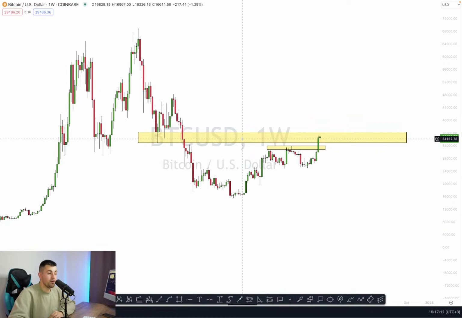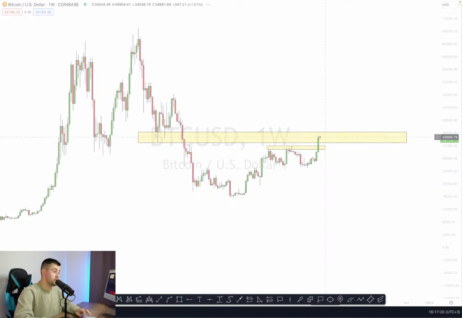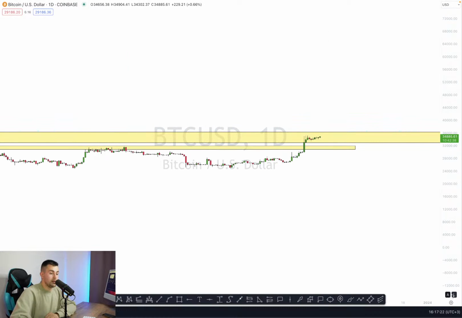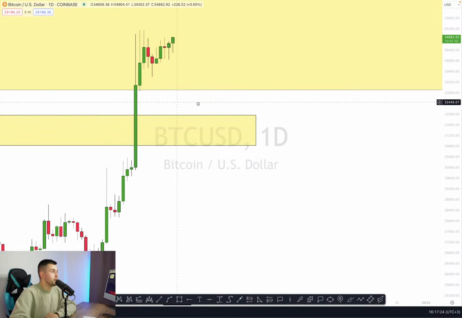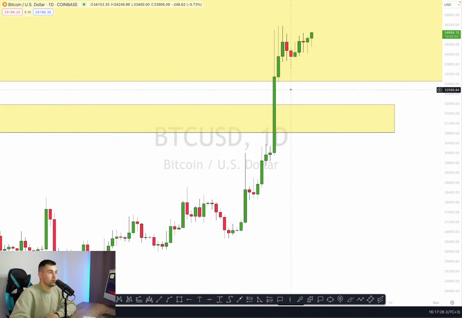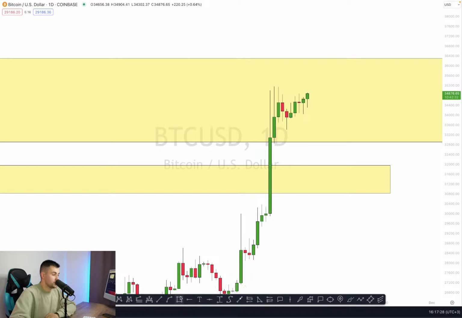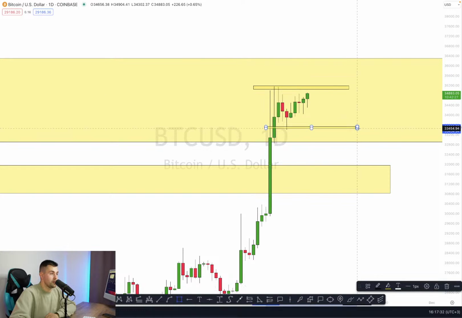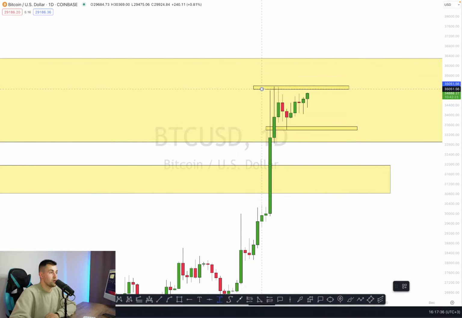So for now, that resistance is in focus, and from that resistance, we can still see a bearish movement. So be extremely careful. On the daily time frame, here are some important structures for you to watch. On a daily, we see that resistance right here and that support. So Bitcoin is currently trading within that horizontal trading range.